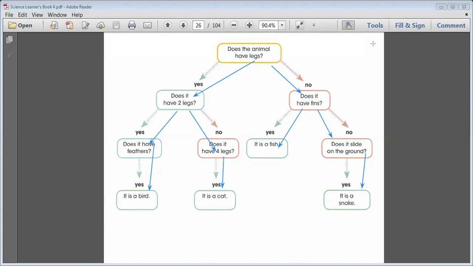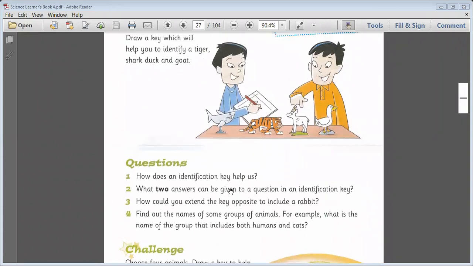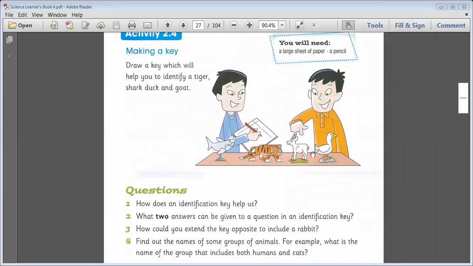Let me show you the fish with feather on page number 27. Here you can see, boys, there are two boys. They are doing an activity. For this activity, you need a large sheet of paper and a pencil. Here you can see on the screen, the two boys are trying to identify the animals, identification of keys. Here is a fish, this is the feather of fish, and tiger has four legs, goat also has four legs, and this dog has two legs and feather.